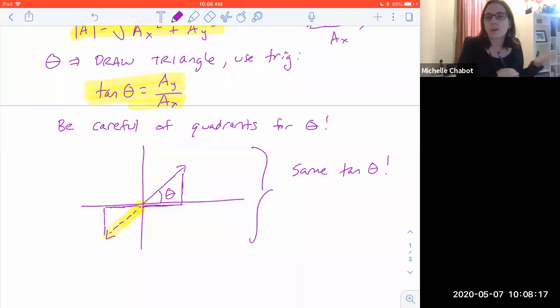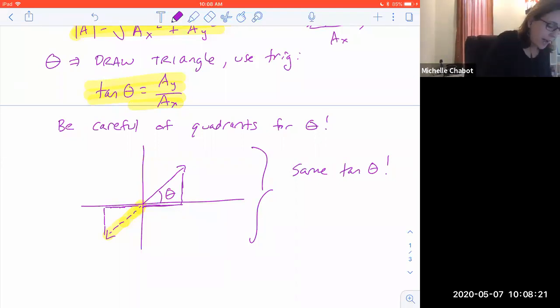So if you know your answer is supposed to be in the third quadrant, then you're going to have to adjust it. So adjust your angle according to the quadrant you're in.